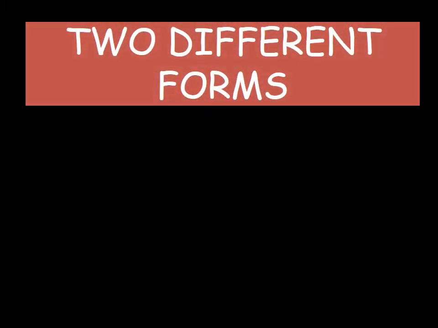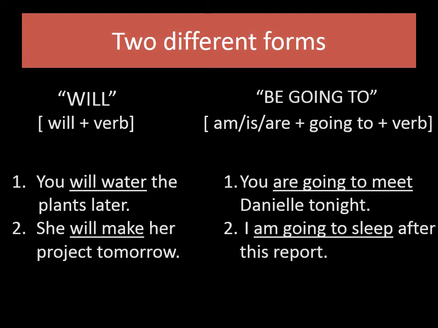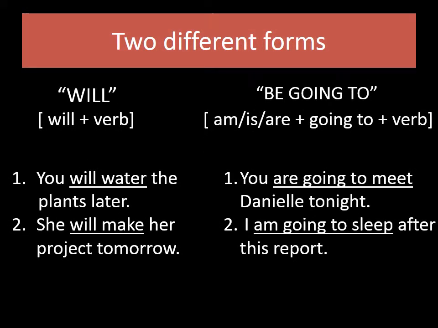Simple future has two different forms: will and be going to. Although the two forms can sometimes be used interchangeably, they often express two very different meanings. Will is in the form of will plus verb. Examples: You will water the plants later. She will make her project tomorrow.